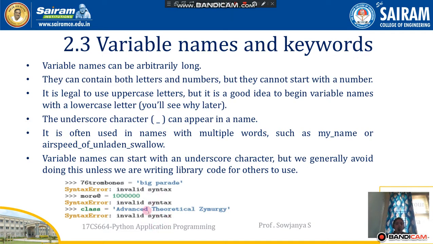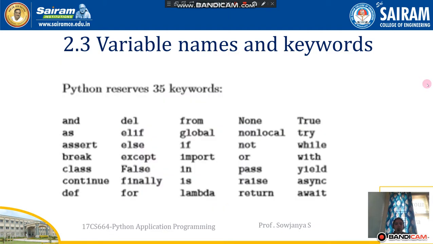You cannot use keywords as variable names. Keep in mind, class: here you can see it is showing invalid syntax. Class is a keyword, so you cannot use class as a variable name. You also cannot use special symbols in a variable name; only the underscore is allowed. So those are the rules associated with variable names. These are the Python reserved keywords, and they cannot be used as variable names.